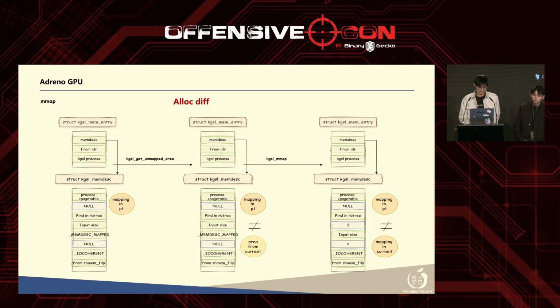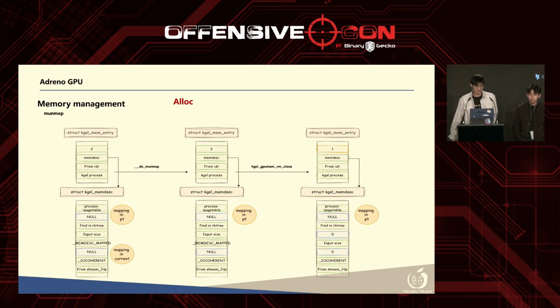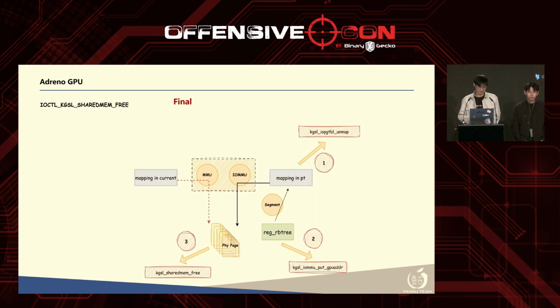Another difference is the munmap with the allocation, because with mmap you first only unmap the CPU side, but you should use the ioctl syscall to free all the memory by the GPU, by the CPU, and the physical pages arrays. So it's different from the Mali GPU.